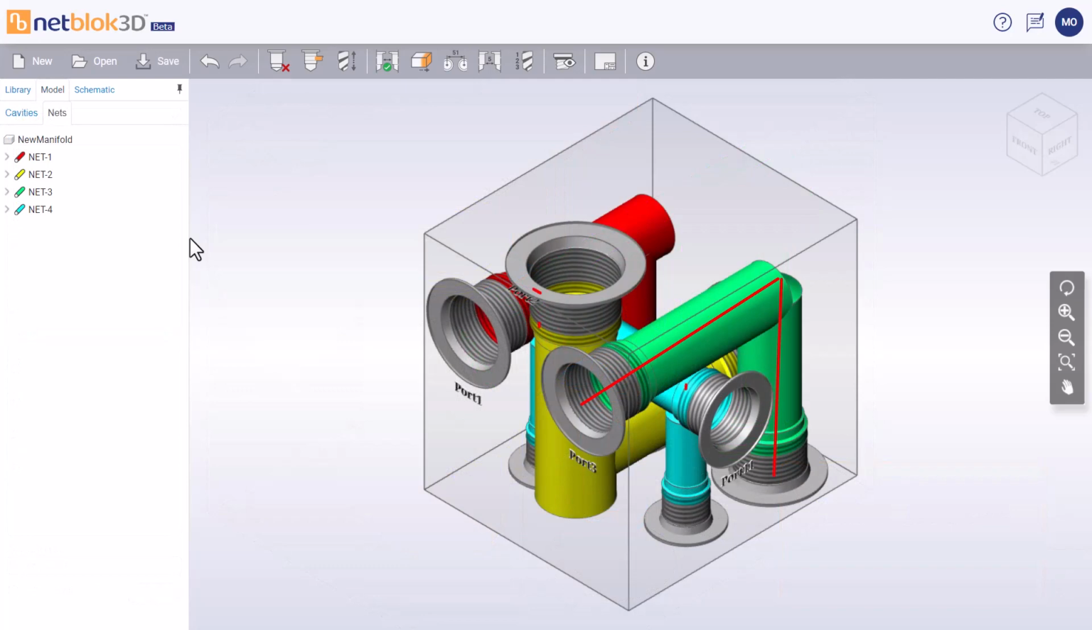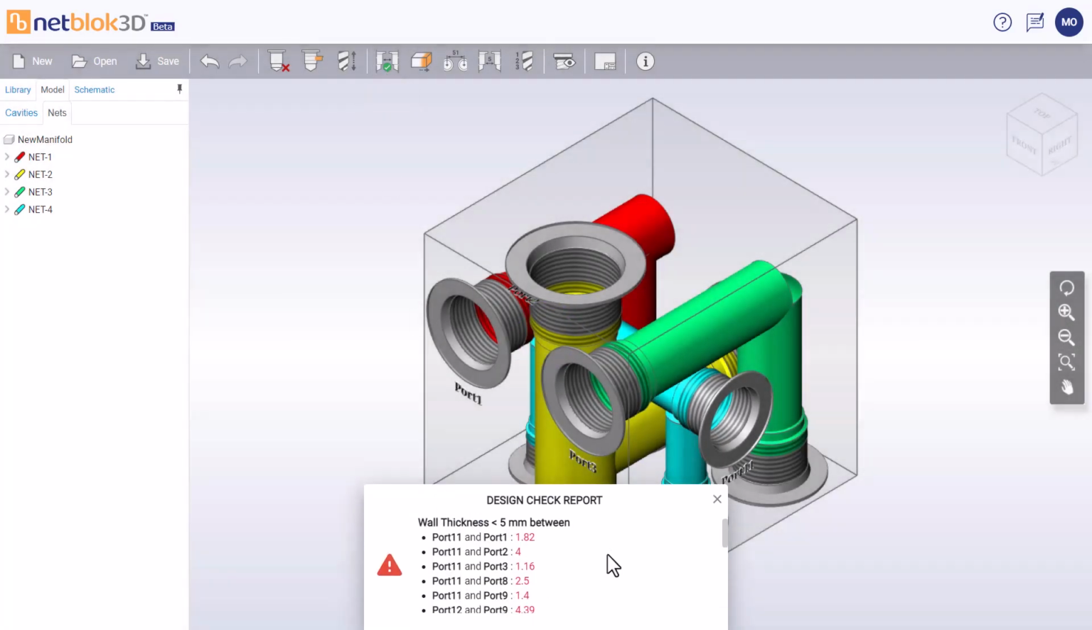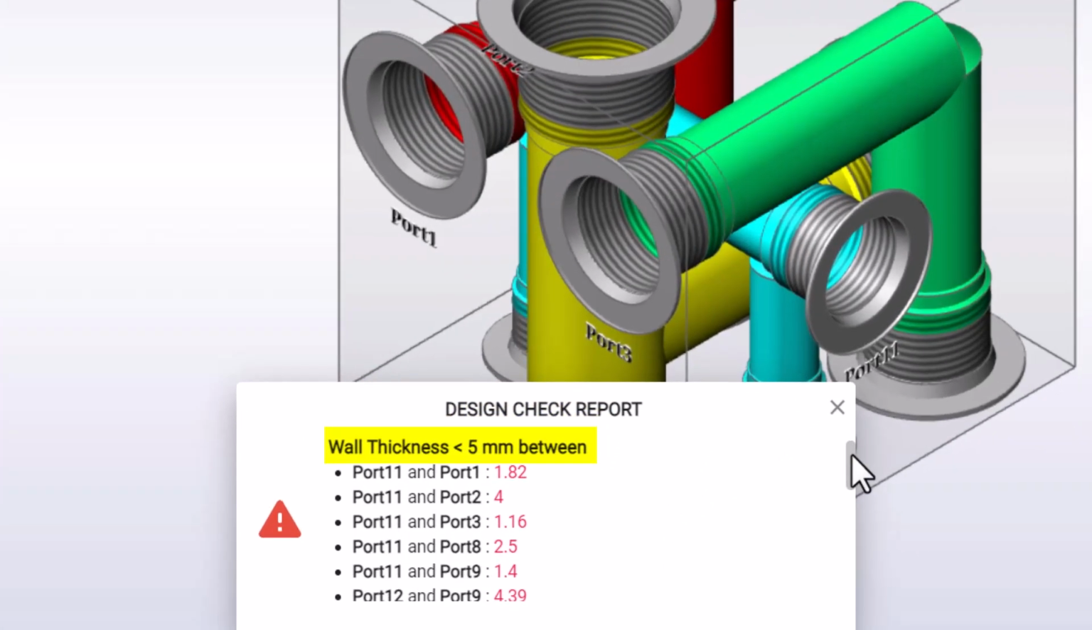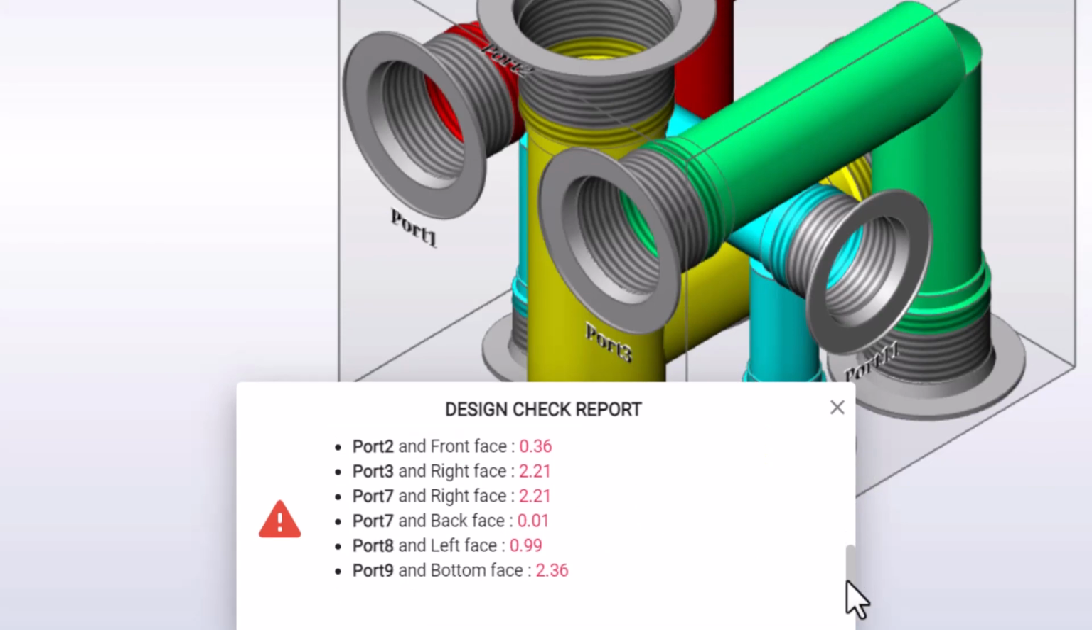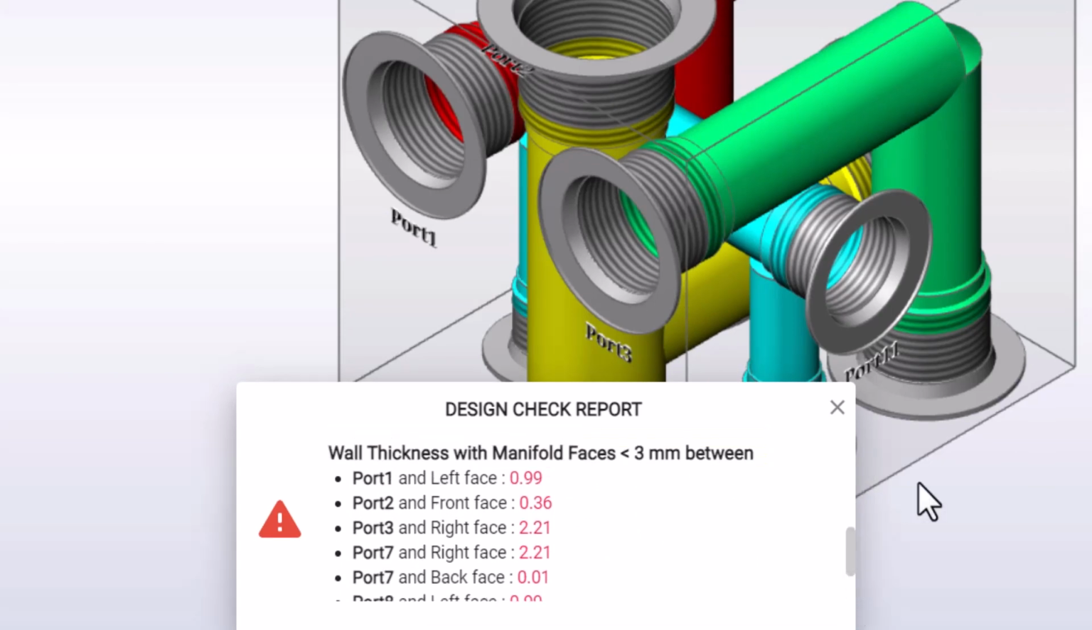In this block, I've created very compact nets, which at first glance may look hyper-efficient. However, they are too close together to be structurally sound, so when we run a design check, we'll see a large list of errors that prevent this block from being produced. We offer checks of wall thickness at 5 mm and manifold face checks at 3 mm, but needs can vary based on the amount of pressure and materials used in the block.